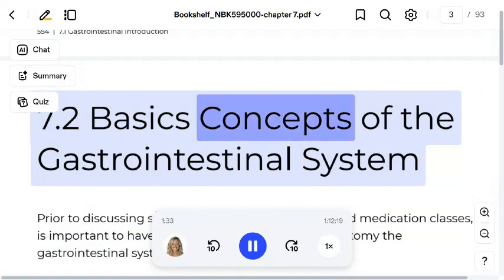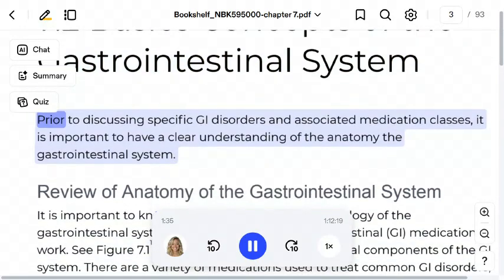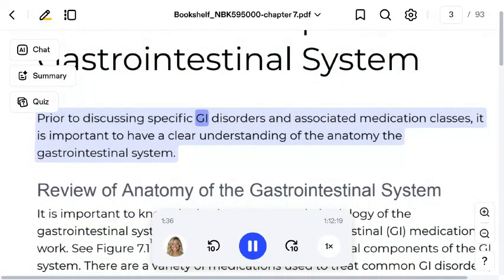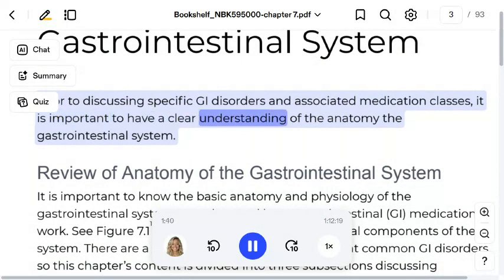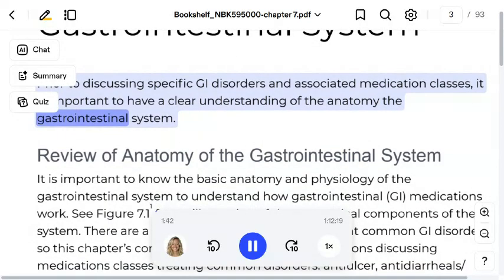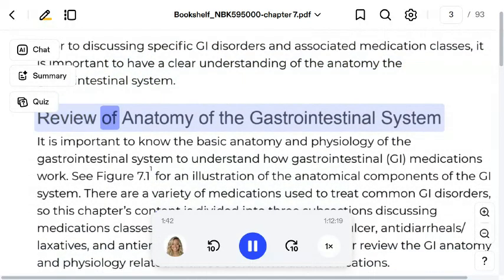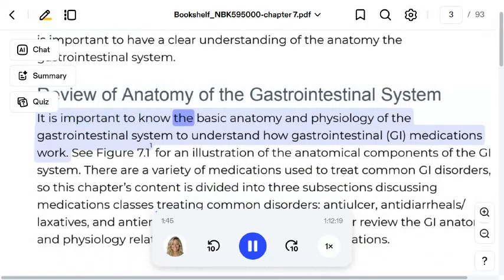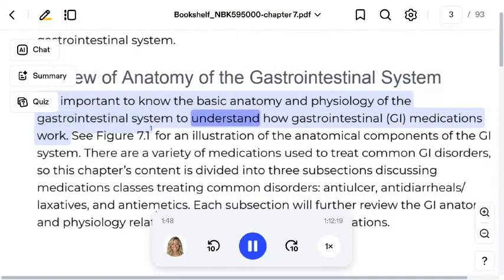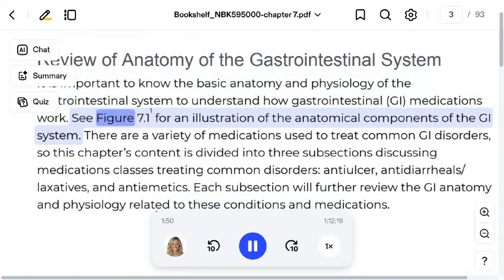7.2 Basic Concepts of the gastrointestinal system. Prior to discussing specific GI disorders and associated medication classes, it is important to have a clear understanding of the anatomy of the gastrointestinal system. Review of anatomy of the gastrointestinal system. It is important to know the basic anatomy and physiology of the gastrointestinal system to understand how gastrointestinal medications work. See Figure 7.1 for an illustration of the anatomical components of the GI system.